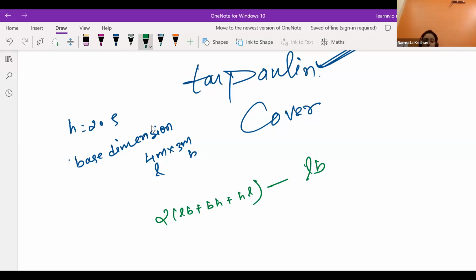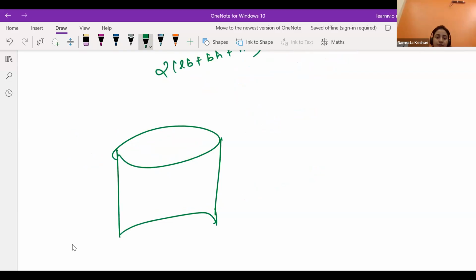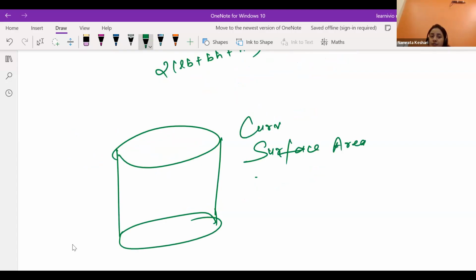Yes, ma'am. Cube and cuboid done; we'll be discussing the surface area of the cylinder in the next class. Quickly we'll be doing the questions over here. We were discussing the formula in the last class. However, today also I'm just giving you an overview: the formula for the curved surface area of a cylinder is 2 pi RH.